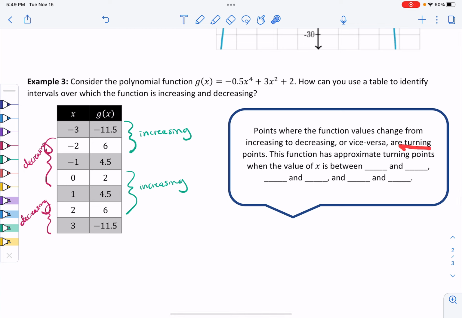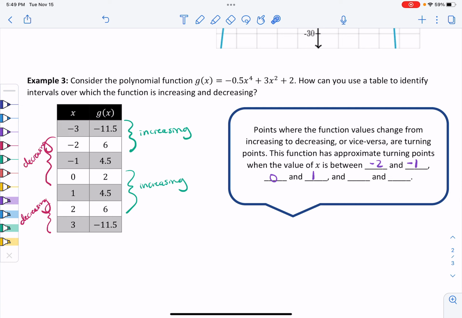They are turning points. This function has approximate turning points, but we can't actually determine the exact turning points, because notice how there's some overlap here. We don't actually know exactly where it's turning. So we know that it's turning somewhere between negative 2 and negative 1, I apologize, between 0 and 1, and between 1 and 2. But we don't know exactly where those turning points are. So that's the best approximation we can give.